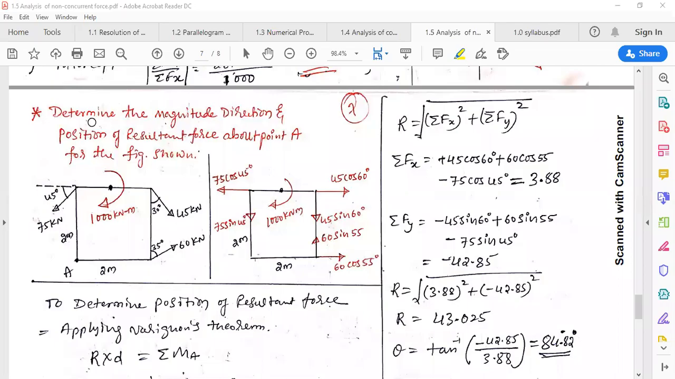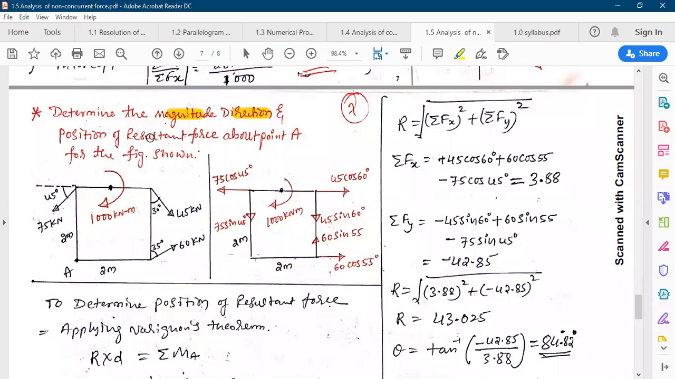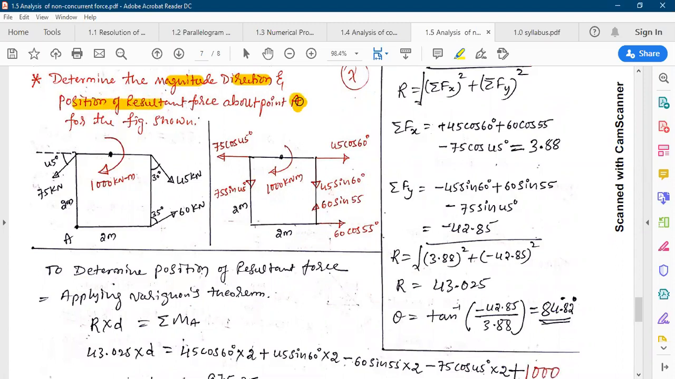Determine the magnitude, direction, and position of the resultant force about a point A. So the point A is mentioned, about which you have to calculate the moment of force due to all forces at this point A. This is the point A. Determine the magnitude, direction, and position of the resultant for all the forces about a point A for the following figure shown.